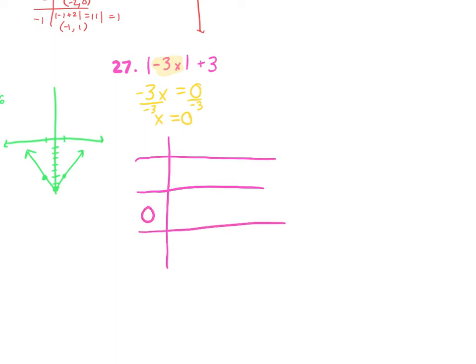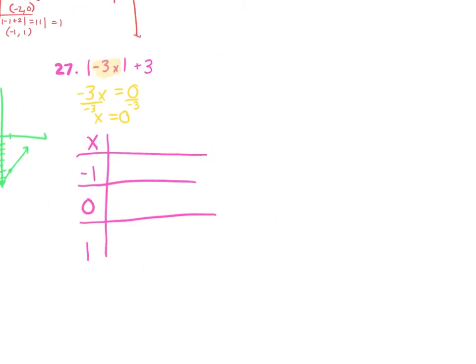So what's a number smaller than 0? Negative 1. What's a number bigger? 1. So now we plug negative 1 in. So we have the absolute value of negative 3 times negative 1 plus 3. What's negative 3 times negative 1?